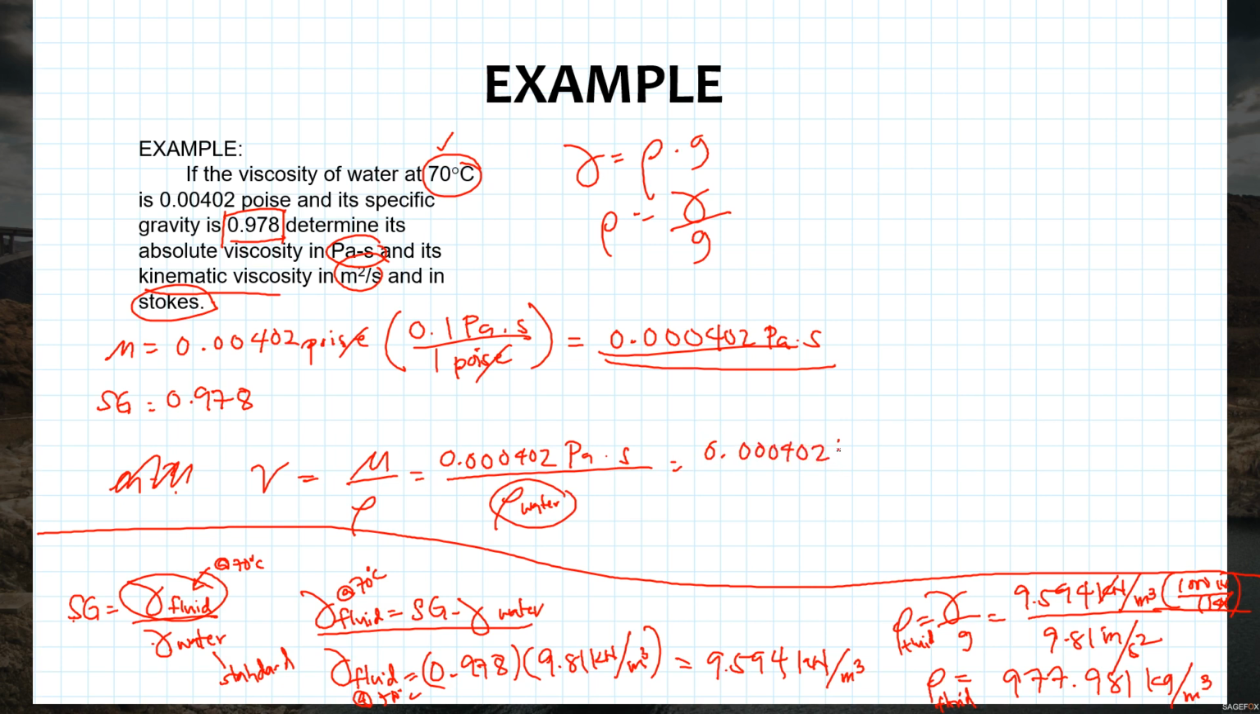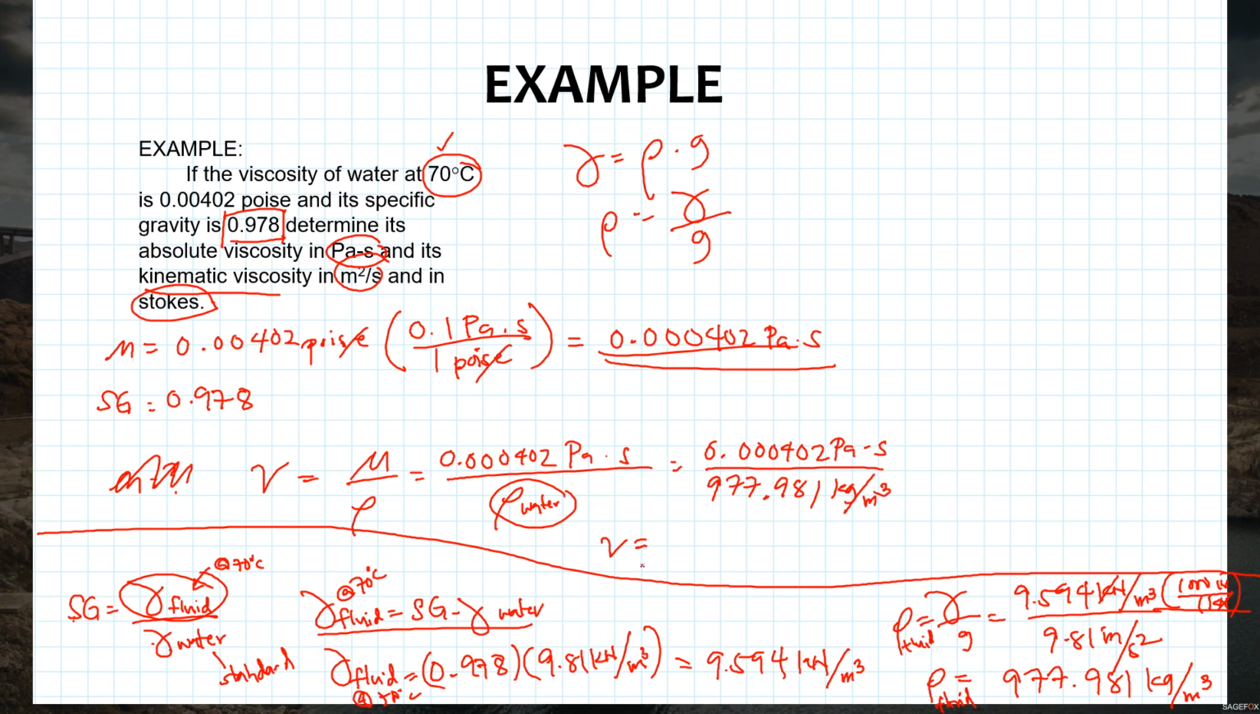0.0000402 Pascal second over 977.981 kilograms per cubic meter. So this will be your kinematic viscosity. So our units are consistent.